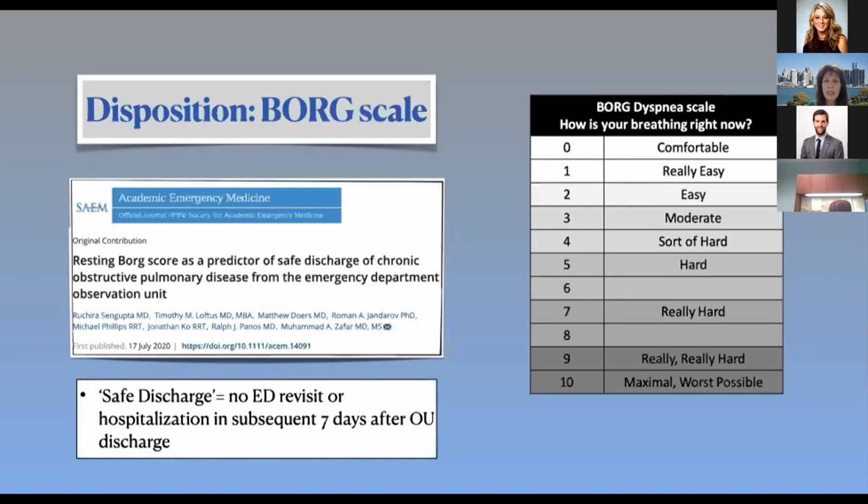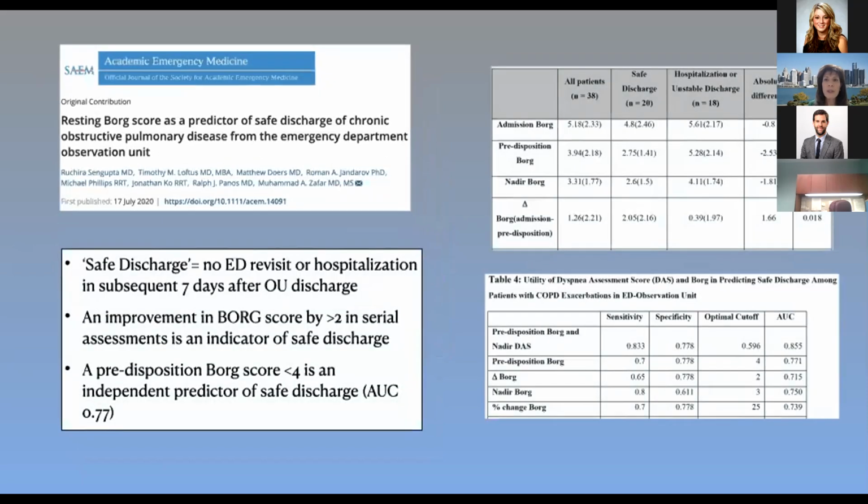In this part of the study, they scored the patients every 4 hours, which is kind of a novel use. They also compared it with their own scoring system that they developed, which I'm not really going to go into because there wasn't any significant improvement over the Borg. But all study patients also received the COPD care bundle that I just mentioned. And what they found is that although patients started with very similar Borg scores, you can see here, an improvement of greater than 2 was an indicator of safe discharge.